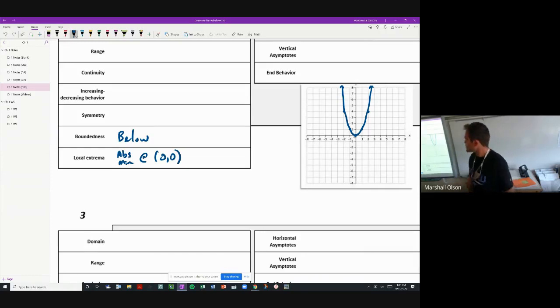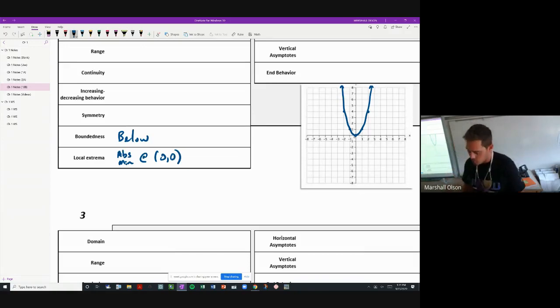How about symmetry? What type of symmetry is this one? Even, right? How about continuity? Is this thing ever discontinuous? Nope. You can just write continuous. The domain and range, I'll let you take care of that.